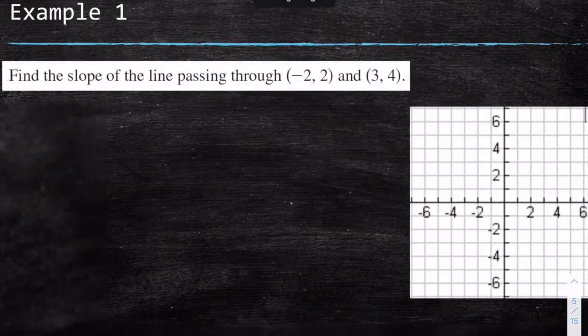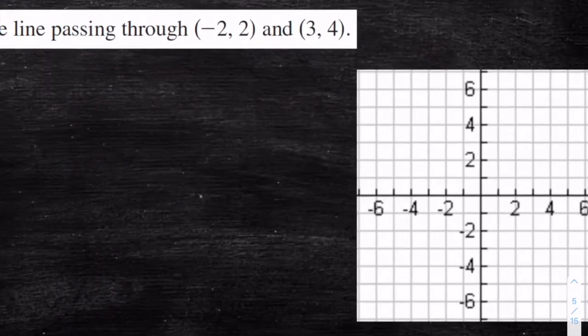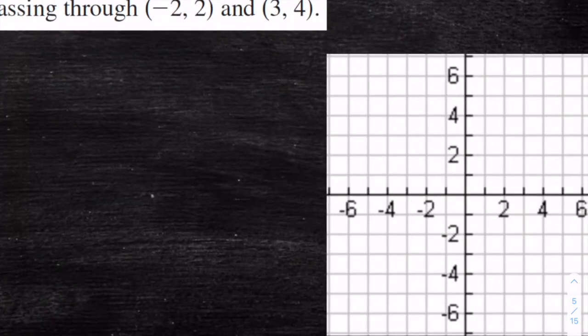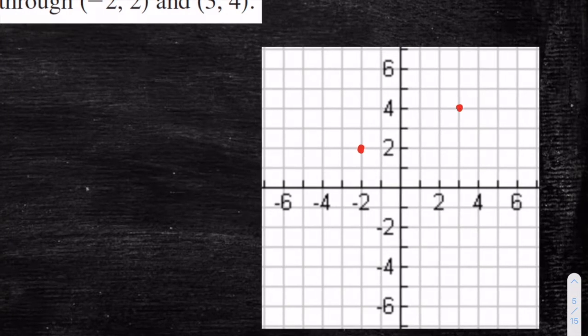So here's example 1. We're ready to find that. Find the slope of a line that's passing through (-2, 2) and (3, 4). Well, let's find where (-2, 2) is. Negative 2, 2 means we're going to be going to the left 2 and up 2. So there's (-2, 2). And let's find where (3, 4) is. Well, it's to the right 3 and up 4. And so here we are right here. So we're looking for the slope of this line right here.